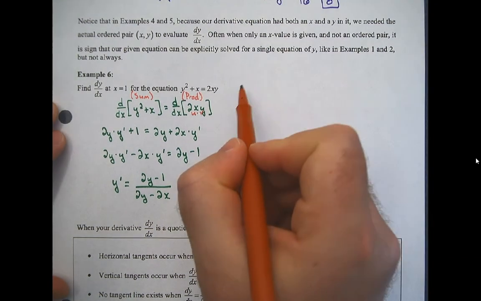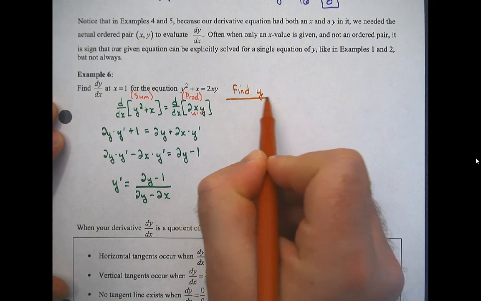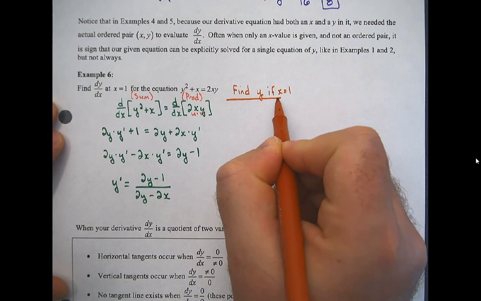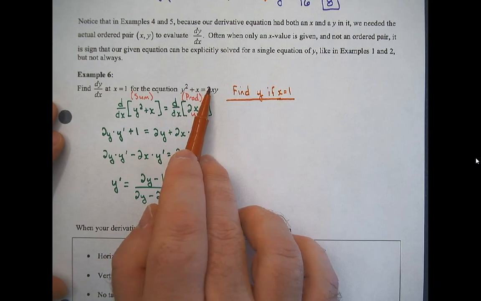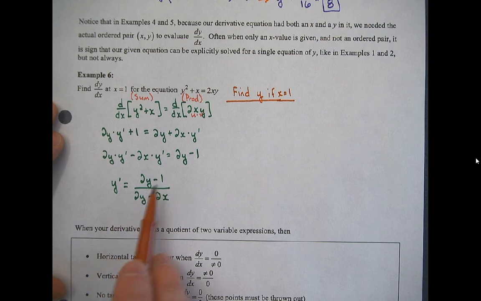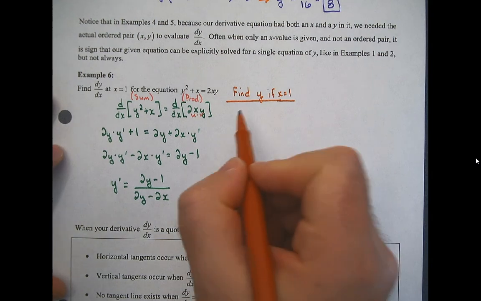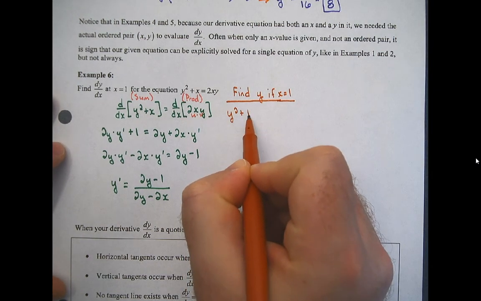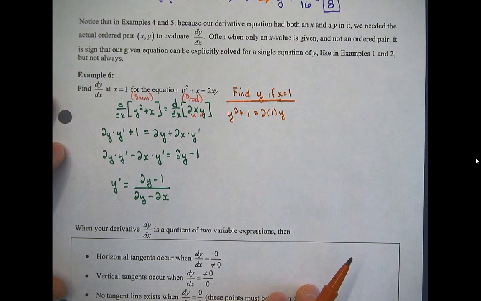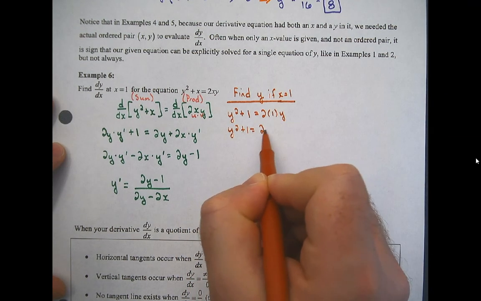So find y. And the way I find y, if x equals 1, is I take my point machine. Remember how we talked about this? The function is the point machine. The derivative is the slope machine. I'm going to take my point machine and sub in 1 for all of my x values. So I would have y squared plus 1 equals 2 times 1 times y. Clean this up a little bit: y squared plus 1 equals 2 times y.